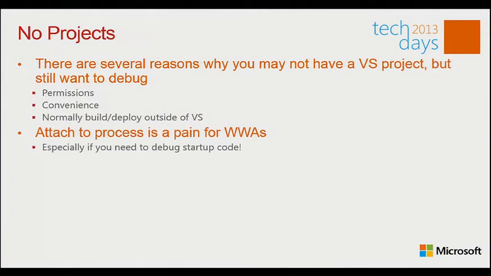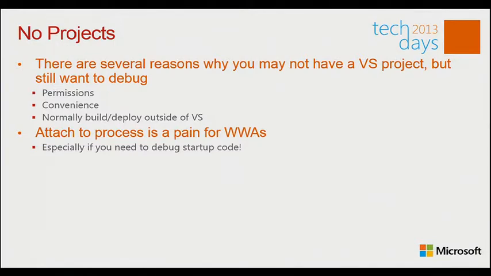Okay, so next thing I'm going to show is debugging without a project. There are several reasons why you might be using Visual Studio but not have a project. This could be that you do not have the necessary permissions to have that project. It could just be a matter of convenience, where you don't necessarily have Visual Studio on the machine where you want to debug, or the way your engineering system is set up, you normally build and deploy outside of VS.